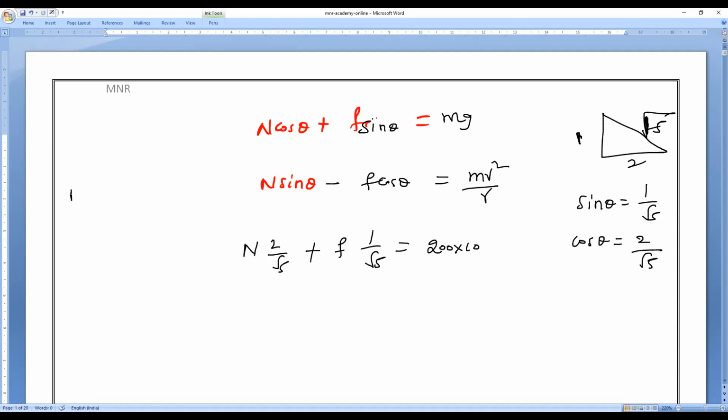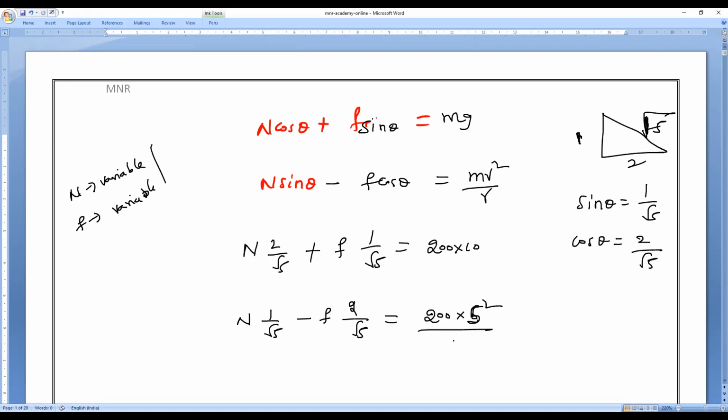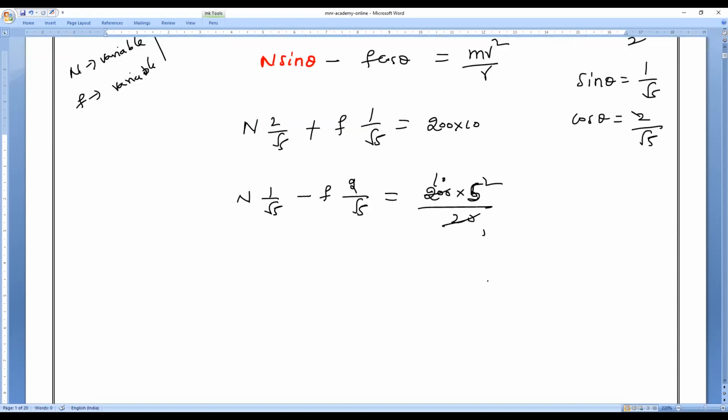So we have two variables and two equations, so we can easily solve the equations. Now n sin theta: what is the sin theta value? 1 by root 5, minus f cos theta value 2 by root 5, which is equal to mass 200 into velocity 5 squared divided by r value 20. So 2 ones are 20, 10s are 250. What is the answer, everybody? This will become 250.